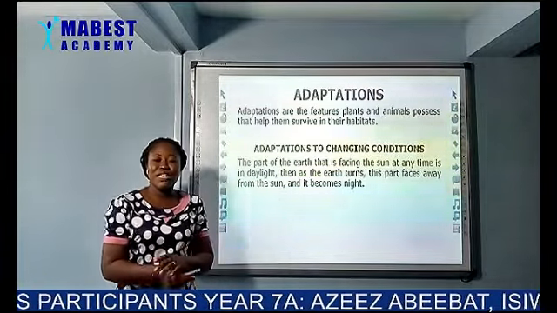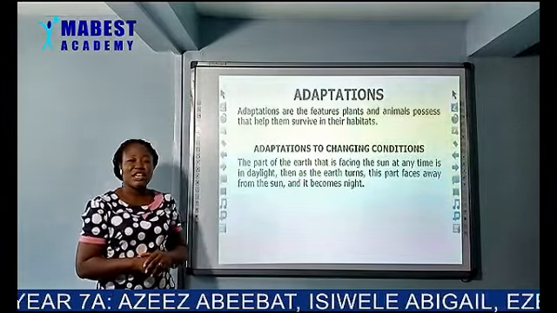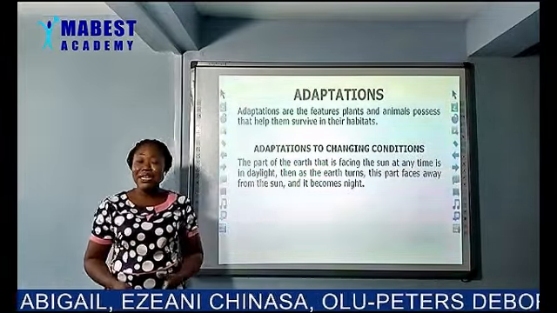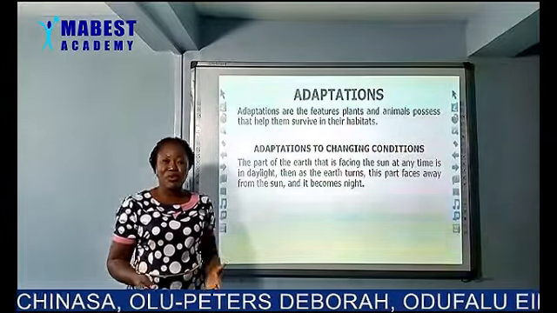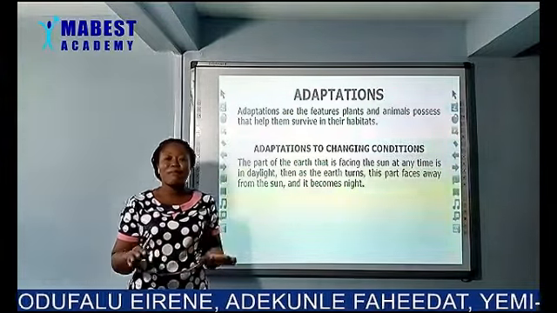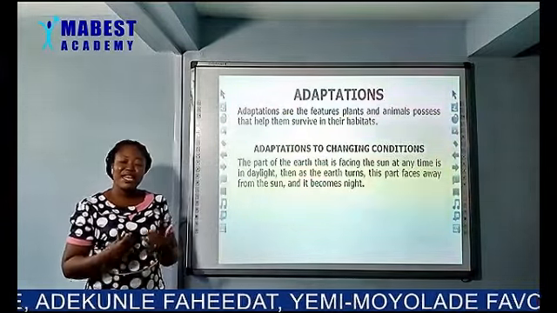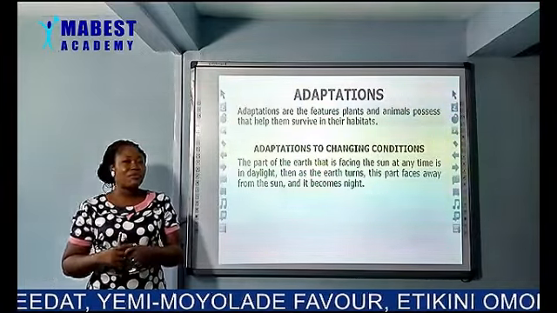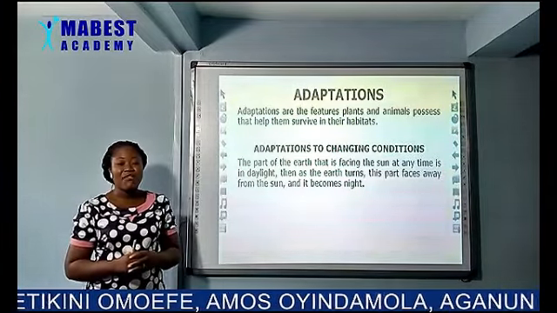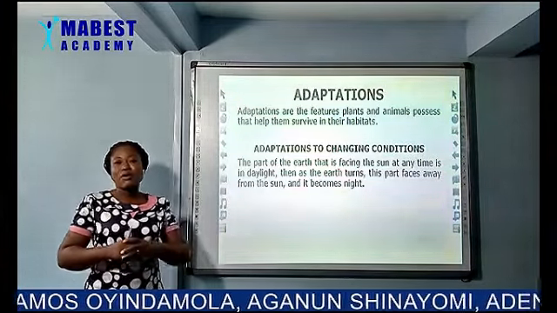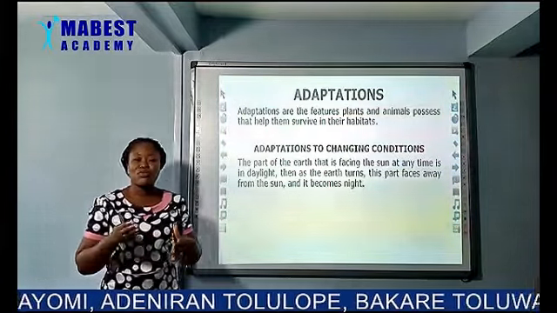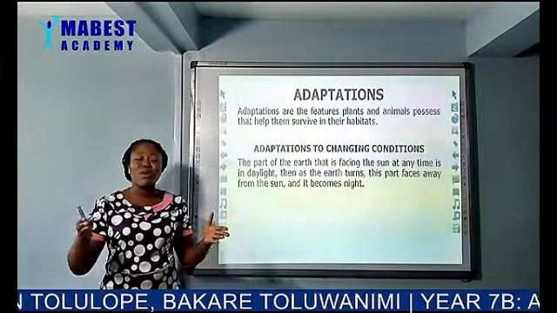Now, there are structures possessed by plants and animals which help them to survive in a particular environment, either aquatic, terrestrial, or arboreal. For example, we are found in terrestrial habitats, and we possess some structures that enable us to survive in this environment. Like we have our legs, which allow us to move from one place to another. We have our lungs to carry out respiratory activities, and so on and so forth.